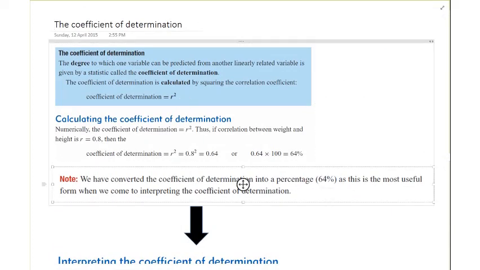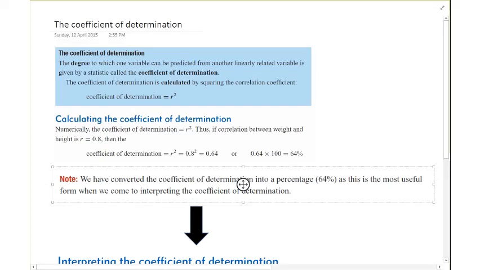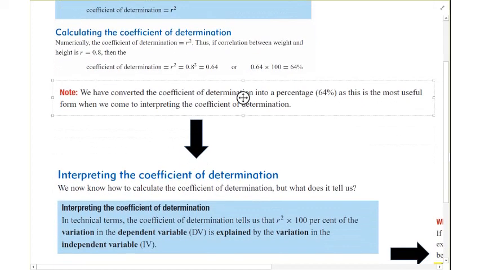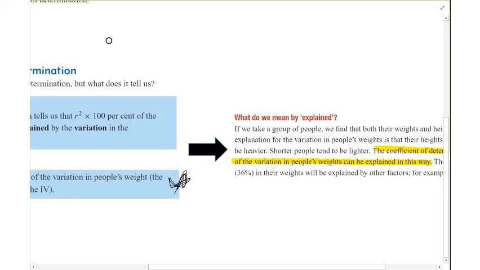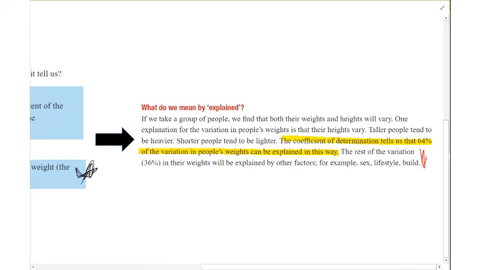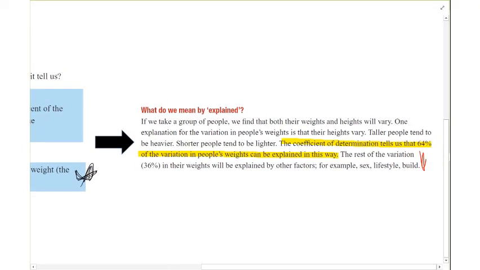And what that's telling us, and basically the coefficient of determination is just your R value and you square it. So it's the degree to which one variable can be predicted from another linearly related variable, and that's what we use the R squared for. Okay. That's how we calculate it. We multiply it by 100 to get it in terms of percent. And there's a statement we use, once you've worked it out, of what it's talking about.